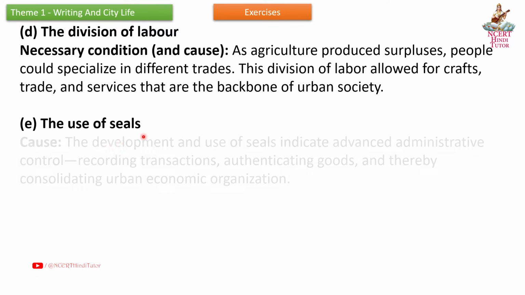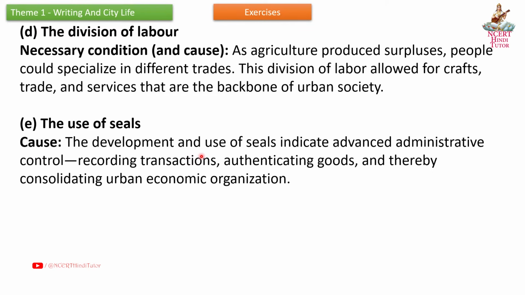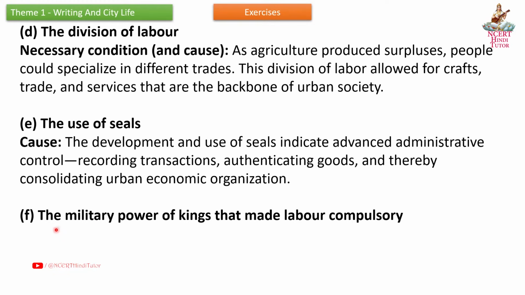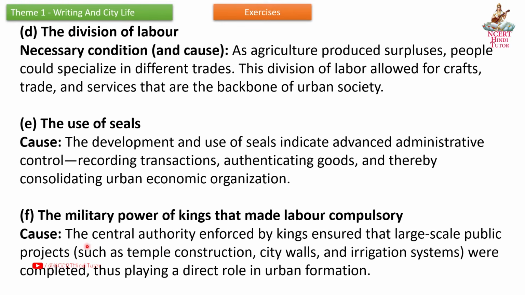E. The use of seals: cause. The development and use of seals indicate advanced administrative control, recording transactions, authenticating goods, and thereby consolidating urban economic organization. F. The military power of kings that made labor compulsory: cause. The central authority enforced by kings ensured that large-scale public projects such as temple construction, city walls, and irrigation systems were completed, thus playing a direct role in urban formation.